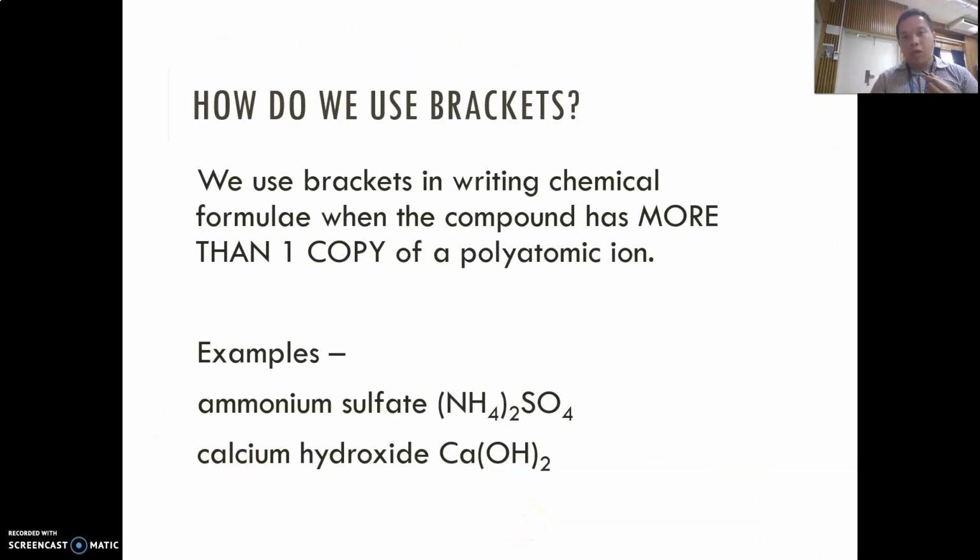Generally speaking, we use brackets to write a chemical formula when the compound has more than 1 copy of a polyatomic ion. For example, ammonium sulfate, (NH4)2SO4, tells us that 1 unit of this compound contains 2 ammonium ions and 1 sulfate ion. Calcium hydroxide, Ca(OH)2: 1 unit will contain 1 calcium ion and 2 hydroxide ions. So this is how we use brackets in writing chemical formulas.